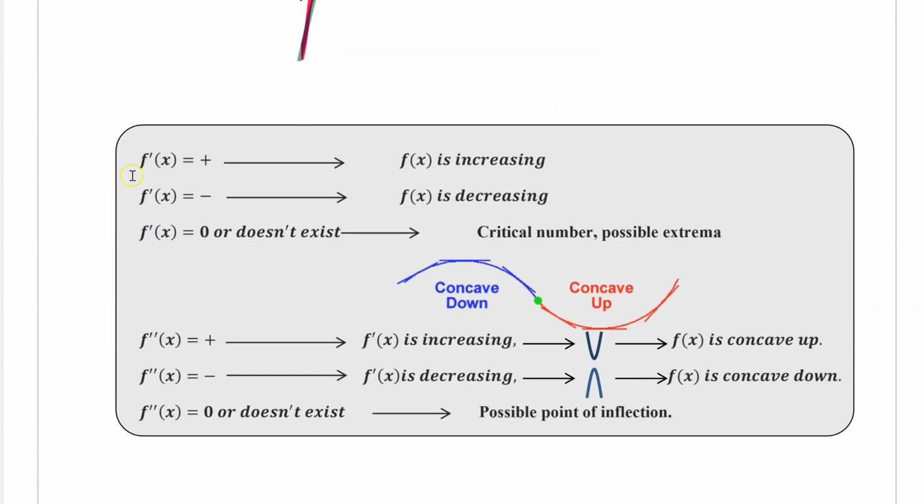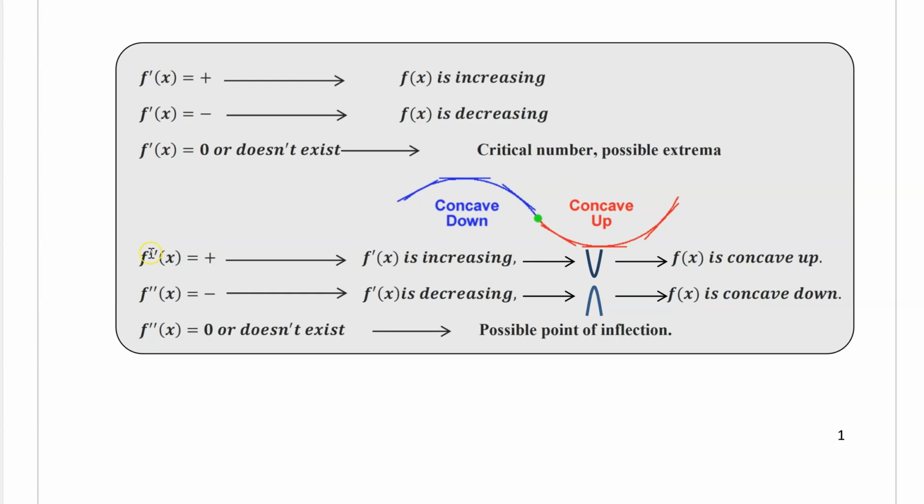So if your first derivative is positive, our function is increasing. If our first derivative is negative, our f of x is decreasing. And then again, we get those critical numbers from when it's 0 or DNE. So the same thing kind of happens with our second derivative. If our second derivative is positive, that means our first derivative is increasing. So we get our concave up, right? And if our second derivative is negative, our first derivative is decreasing. So we get our concave down. And if our second derivative is 0 or DNE, we get possible points of inflection.